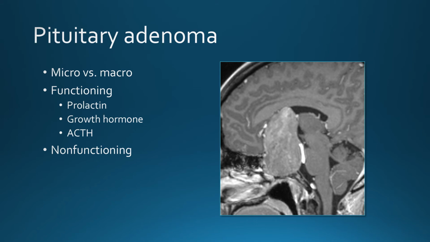The adenomas can be functioning or non-functioning. The functioning adenomas produce either prolactin, growth hormone, or ACTH. The non-functioning adenomas tend to present much later, since they don't cause any hormonal symptoms. They don't present until they cause symptoms like visual issues.